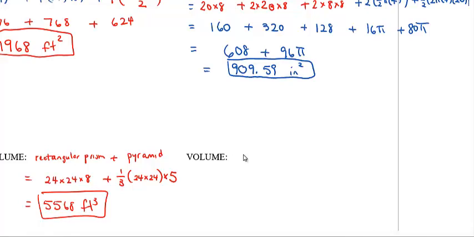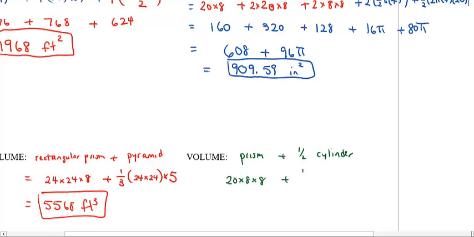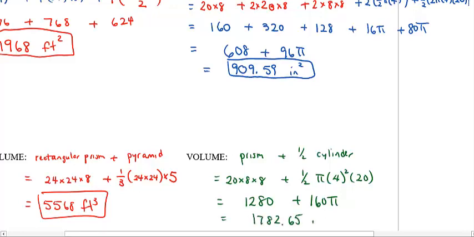So remember the volume, which is a little bit easier, is just the prism on the bottom plus half of the cylinder. So the prism on the bottom, once again, is just the base times the height times the width. And half of the cylinder, the cylinder is pi r squared h, which is 4 squared times 20. And then we can calculate that. That's 1,280 plus 160 pi. Or for those of you who like decimals, there you have it. Done.